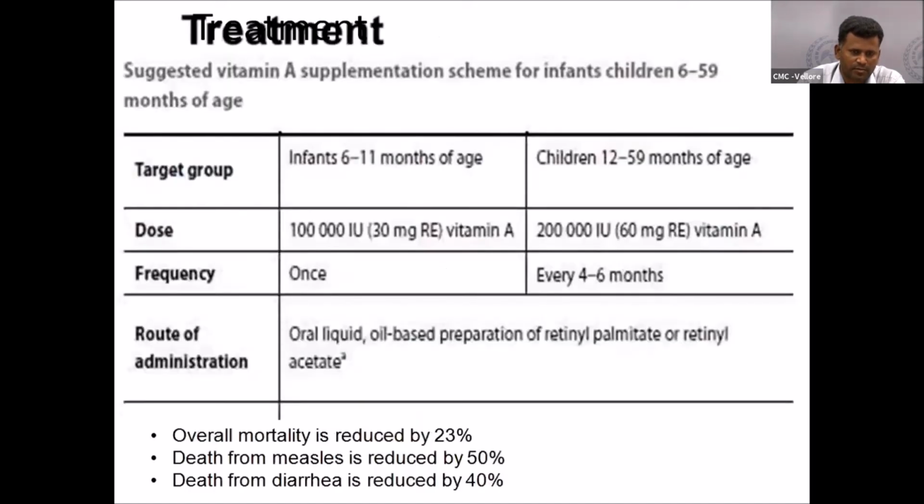So this is the WHO recommendation for children at risk, mainly wherever vitamin A deficiency is endemic. They would like to give vitamin A supplementation, and they divided the age groups into 6 to 11 months and 12 to 59 months. For 6 to 11 months, it's 1 lakh units of vitamin A once, but for older children, 2 lakh international units every 4 to 6 months. What they found from the WHO study is that it reduces mortality by 23%, reduces death from measles by 50% and death from diarrhea by 40%.